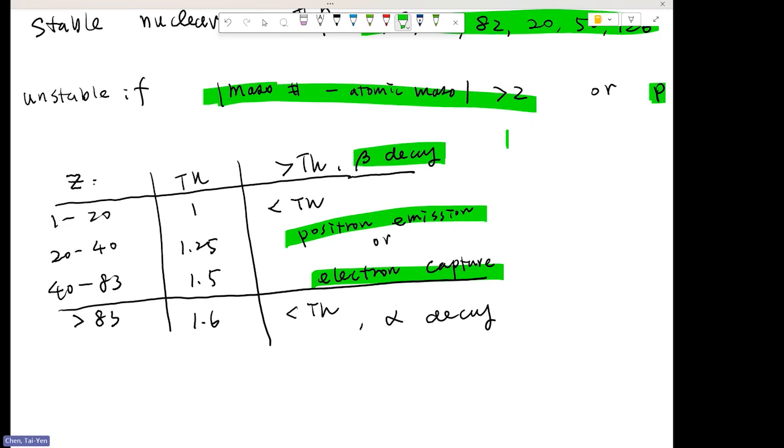But if you have a proton number larger than 83, and the ratio is smaller than the threshold, then you're going to have alpha decay, meaning you'll have helium-4 appear on your product side.